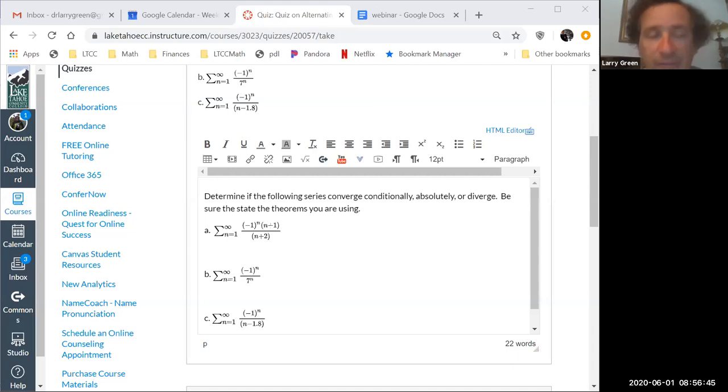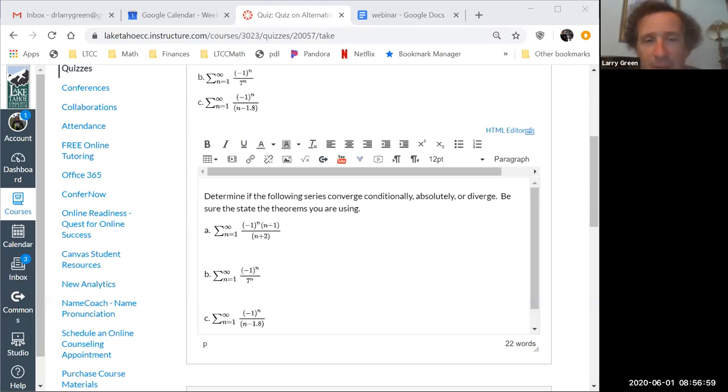Okay, let's get to look at the quiz. And the first question on the quiz is: determine if the following series converge conditionally, absolutely, or diverge. Be sure to state the theorems you're using. Okay, so let's look at part A.